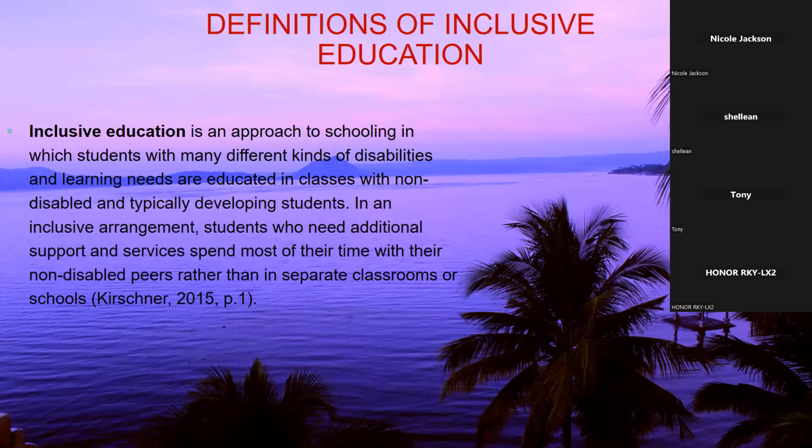All right. So what is inclusive education, right? Inclusive education is an approach to schooling in which students with many different kinds of disabilities and learning needs are educated in classes with non-disabled and typically developing students. In an inclusive arrangement, students who need additional support and services spend most of their time with their non-disabled peers rather than in separate classrooms in schools.